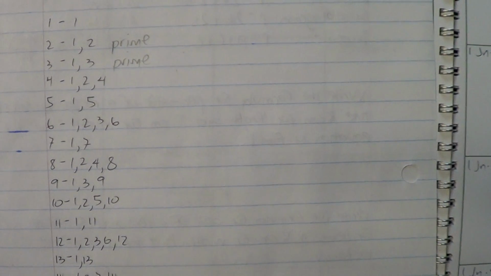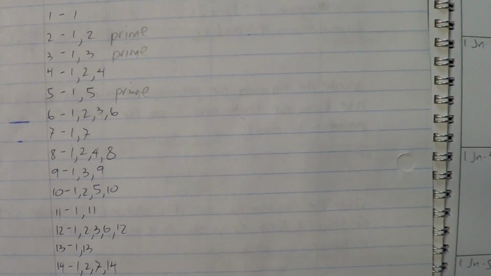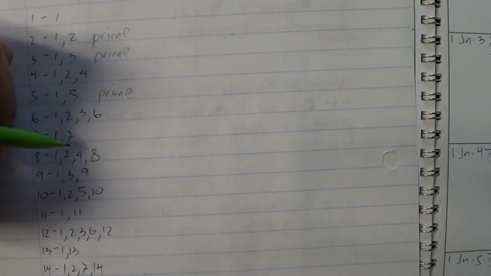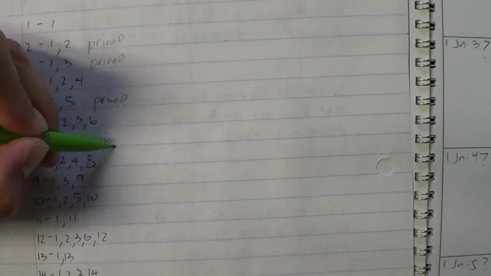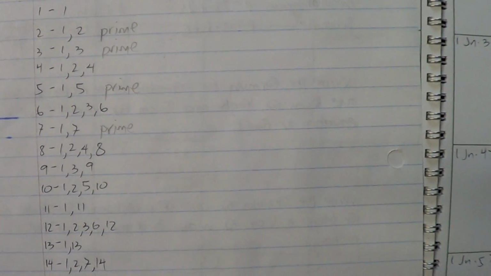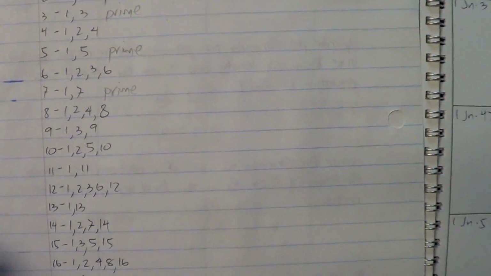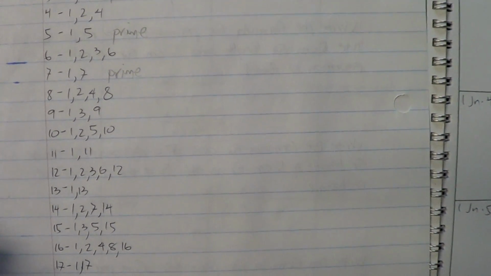4 would not be prime because it has more than two factors. 5 is going to be prime because it has two factors, 1 and itself. 6 is not prime because it has more than two factors. 7, of course, we see it has two factors, 1 and itself, so that's a prime number. 8, not prime, it has more than two factors. 9, not prime, has more than two factors. 10, definitely not prime, it's got four factors there.